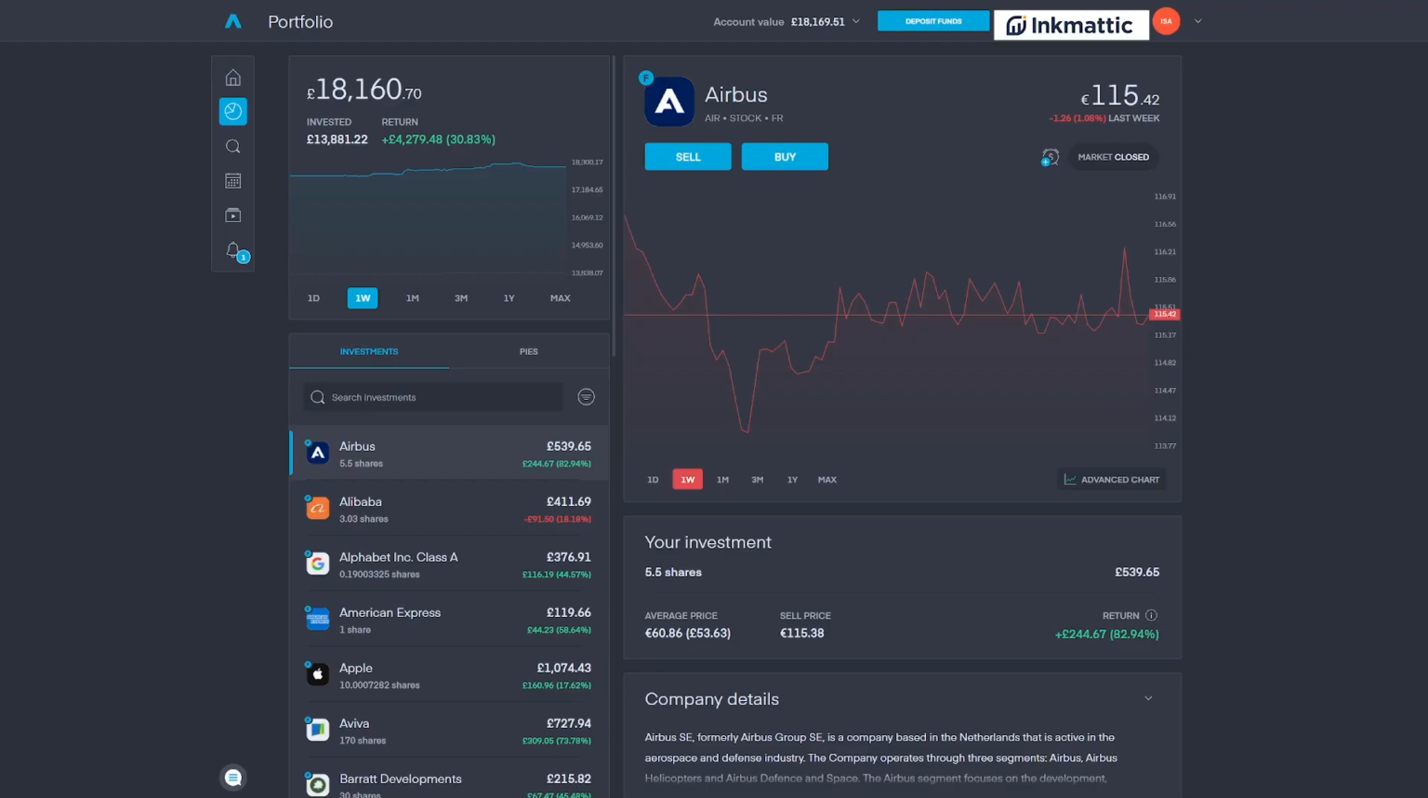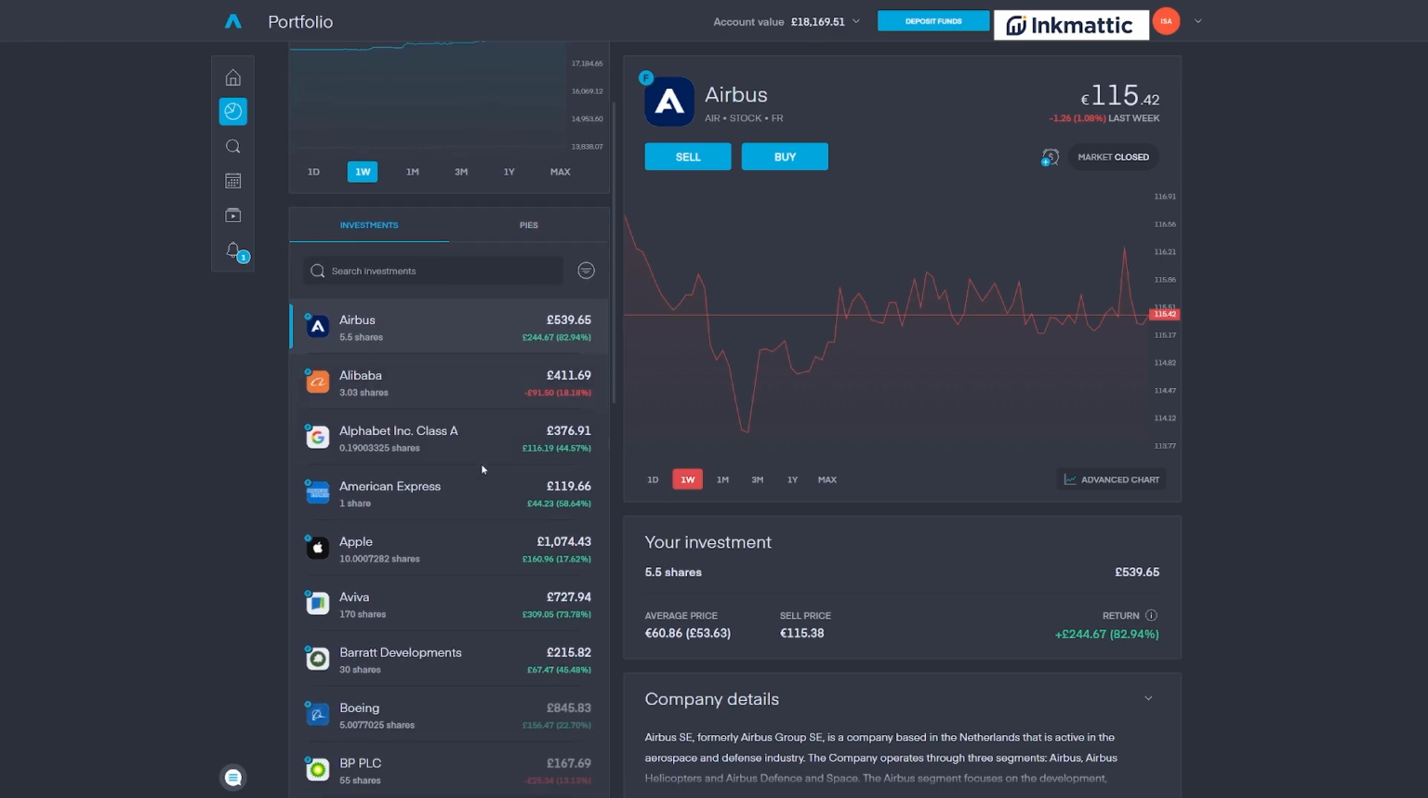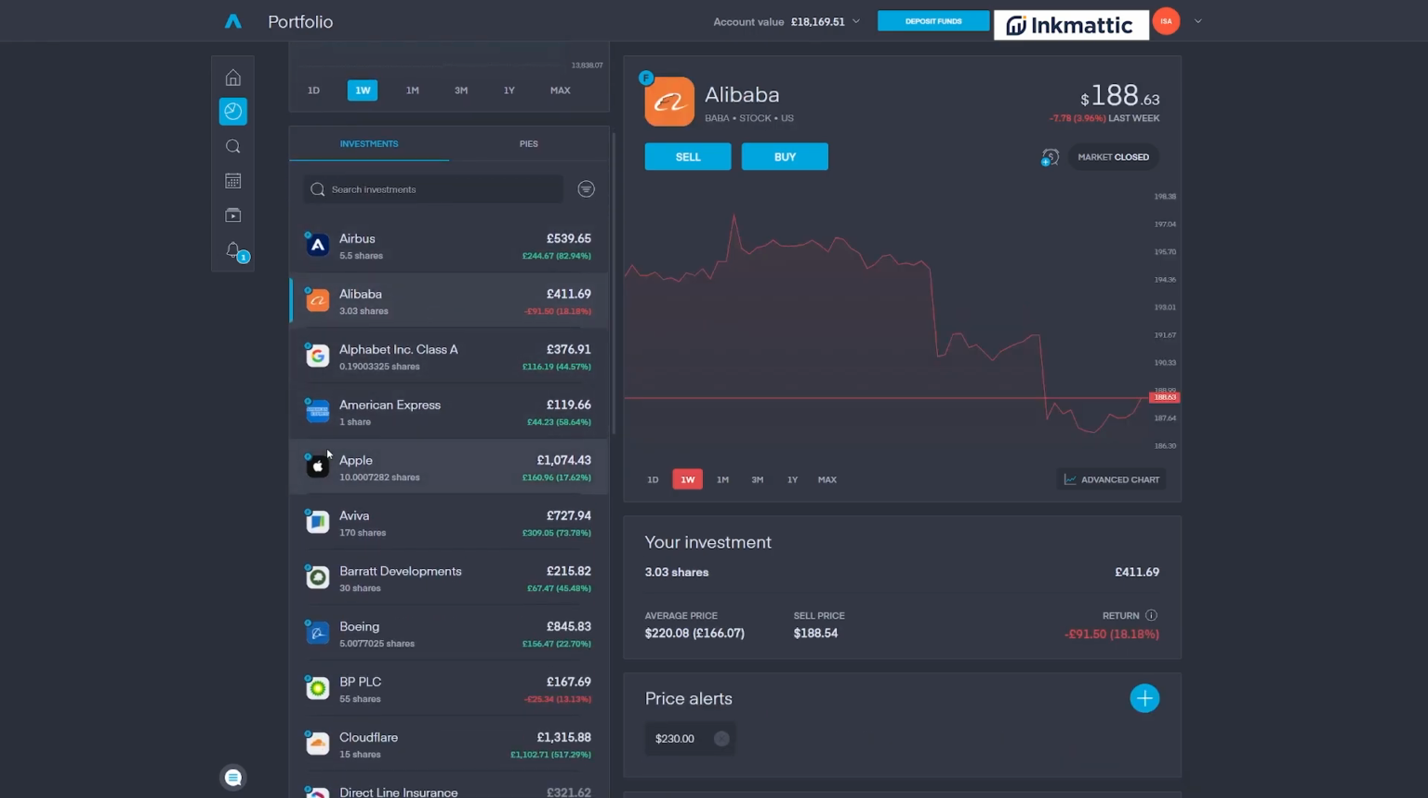So this is a Trading 212 portfolio. I am up £4,279.48. That's 30.83% in the green. Portfolio value is at 18,160. So, you know, it's doing pretty well. So what I want to talk about today is Alibaba, $188. Yeah, it's seeing a little dip again. To be fair, I think most Chinese stocks are seeing dips at the moment, and I can understand why.